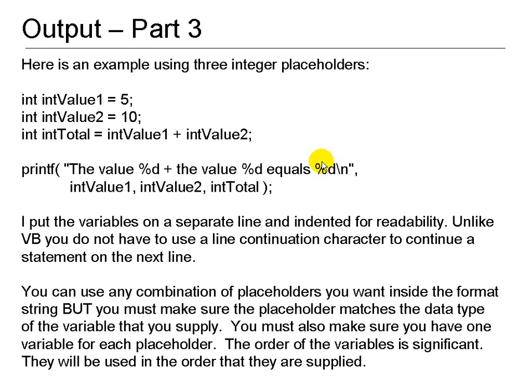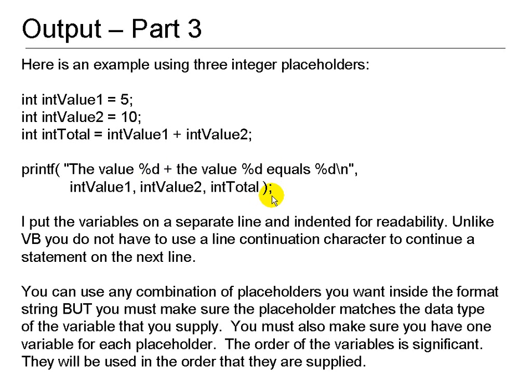It is important that you use the correct placeholder for the variable data type. This is where prefixes really save us. So we can see that these variables are integers, and that means the placeholder should be %d. Now I put the variables on a separate line and indented them for readability. Unlike VB, you do not have to use a line continuation character to continue a statement on the next line. The semicolon tells the end of the statement, so until it sees one of those, it knows that it's all part of the same command.